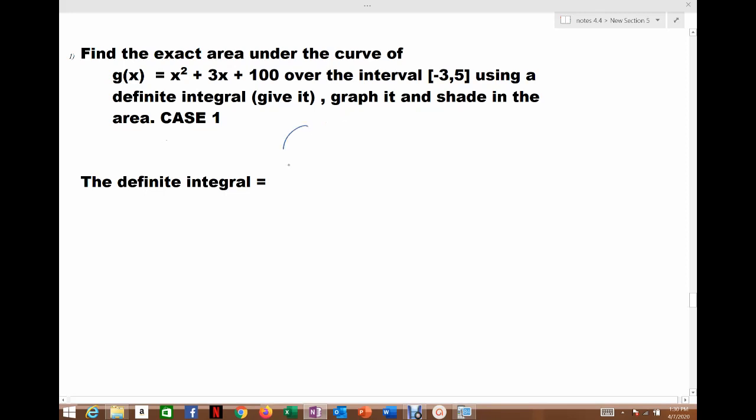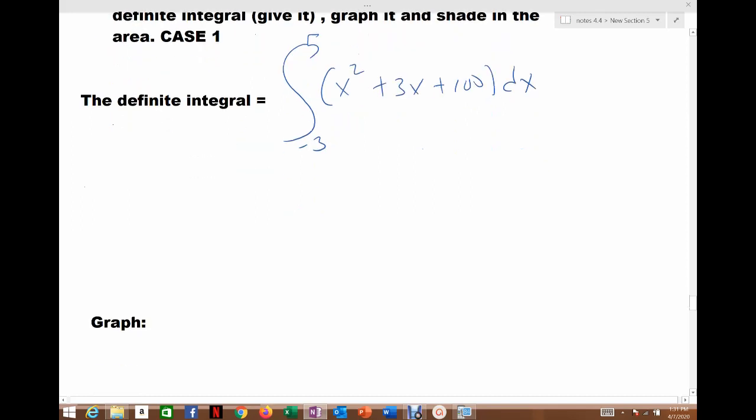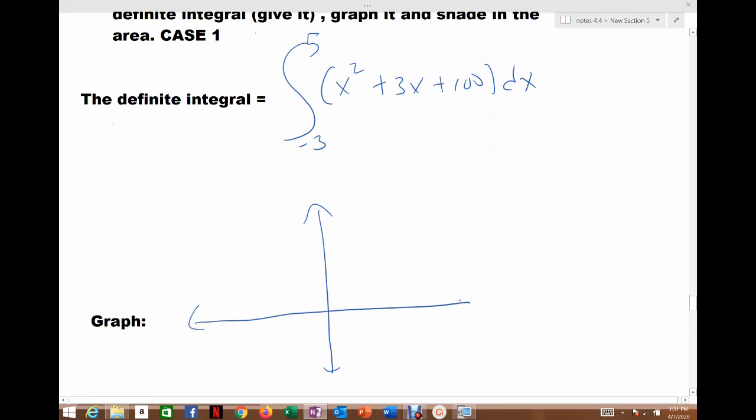Alright, so this is the first case. So negative 3 to 5, x squared plus 3x plus 100 with respect to dx. Alright, so there's my integral. Alright, and then we're going to solve it graphically. Alright, so on your calculator, you're going to graph. Now this one you will have to make your window bigger. I know at the very least because 100's there. So if you wanted to, you could start with negative 10 to 10, because I know my x values land. And then maybe I'd change my y maximum to 200. Alright, double that. And then I leave everything else 10s.